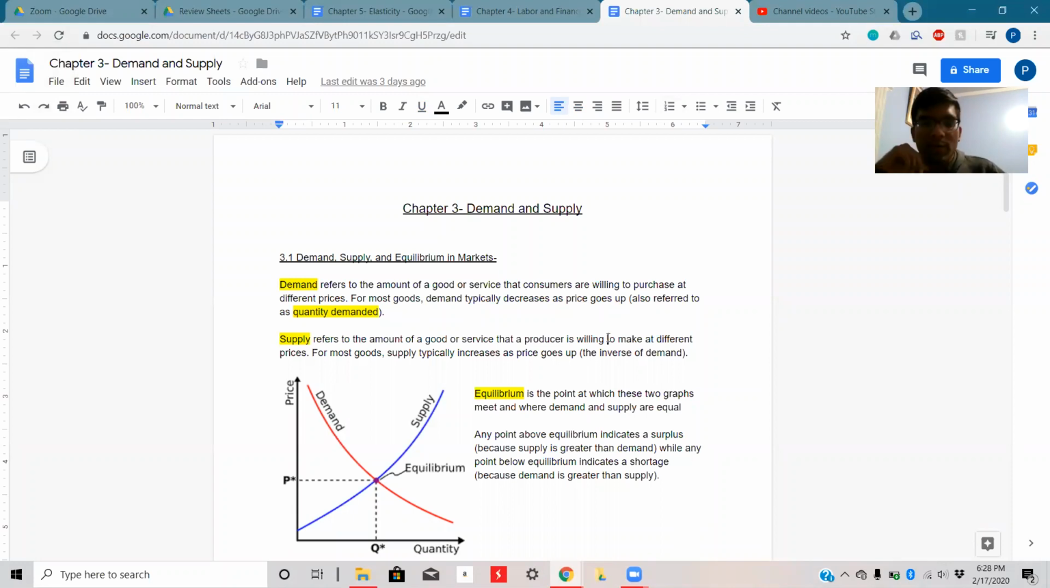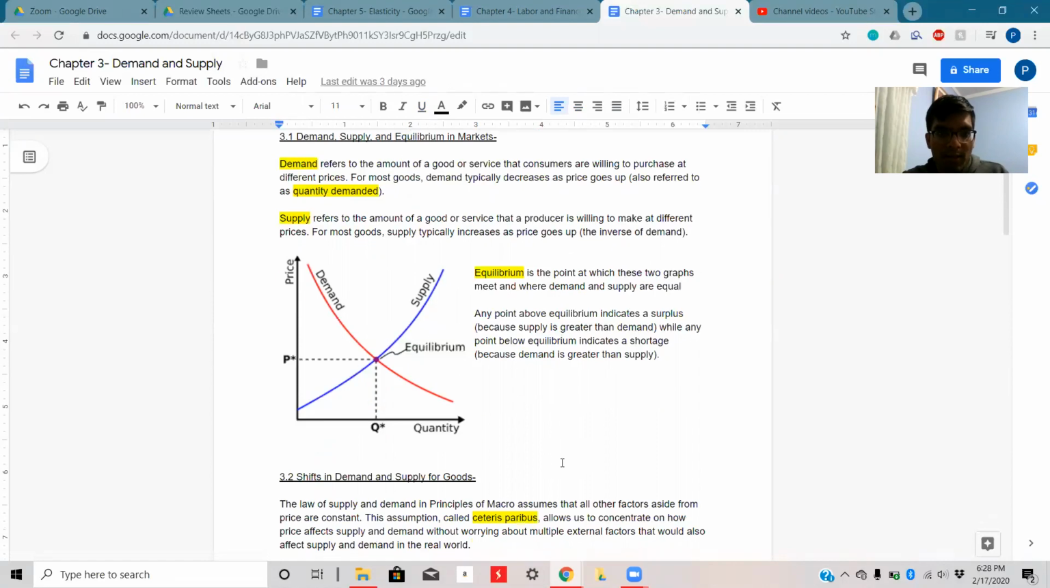So I jumped straight to chapter 3, and I made 3 review sheets for this week: chapters 3, 4, and 5. Chapter 3 is demand and supply. Each review sheet basically goes over the most important vocab terms for each chapter, and I break it down by section, as you can see here.